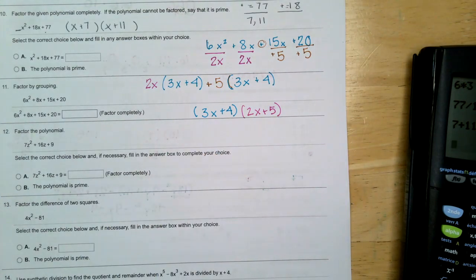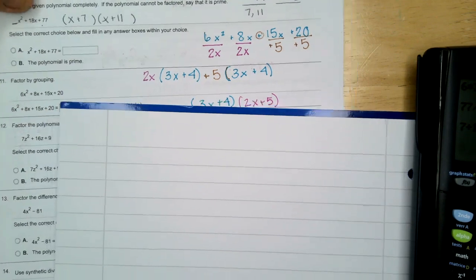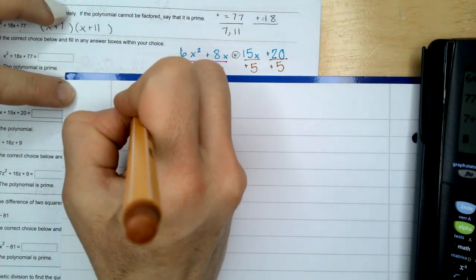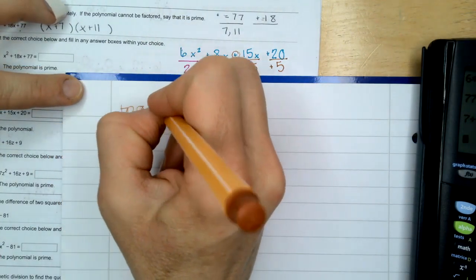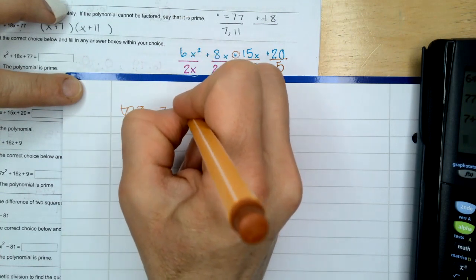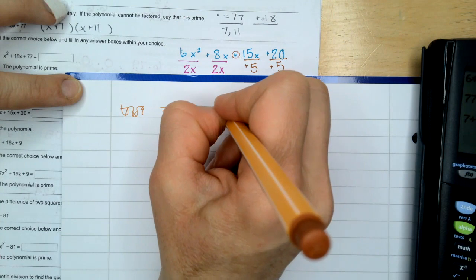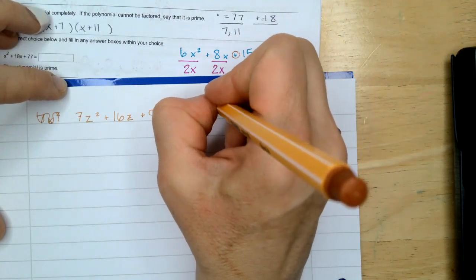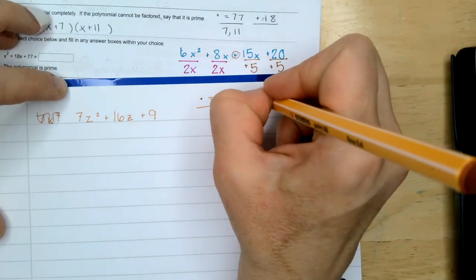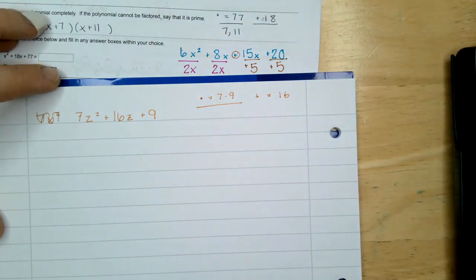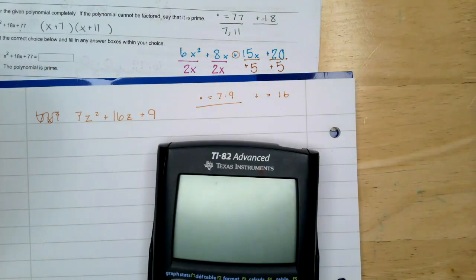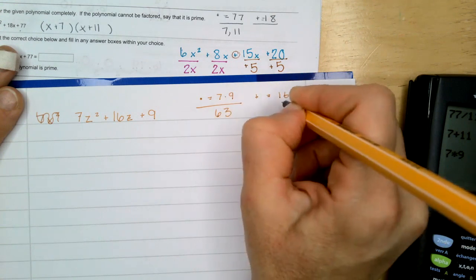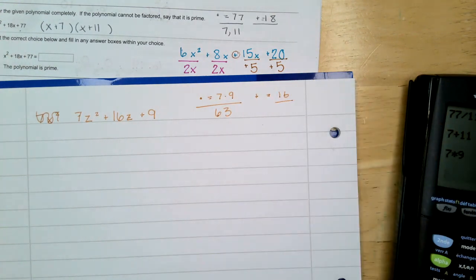I might get an extra little bit of paper because this is getting busy looking. So I'm just going to copy 7z squared plus 16z plus 9. I want to find 2 factor pairs that multiply to equal 7 times 9 and that add to equal 16. What is 7 times 9? 63. So what will multiply to equal 63?